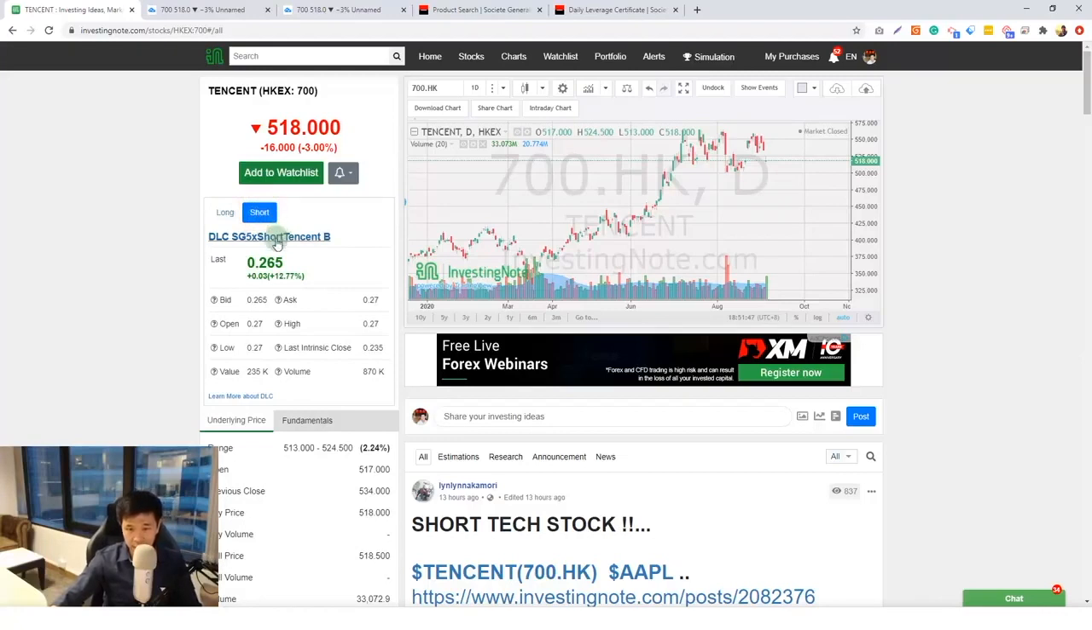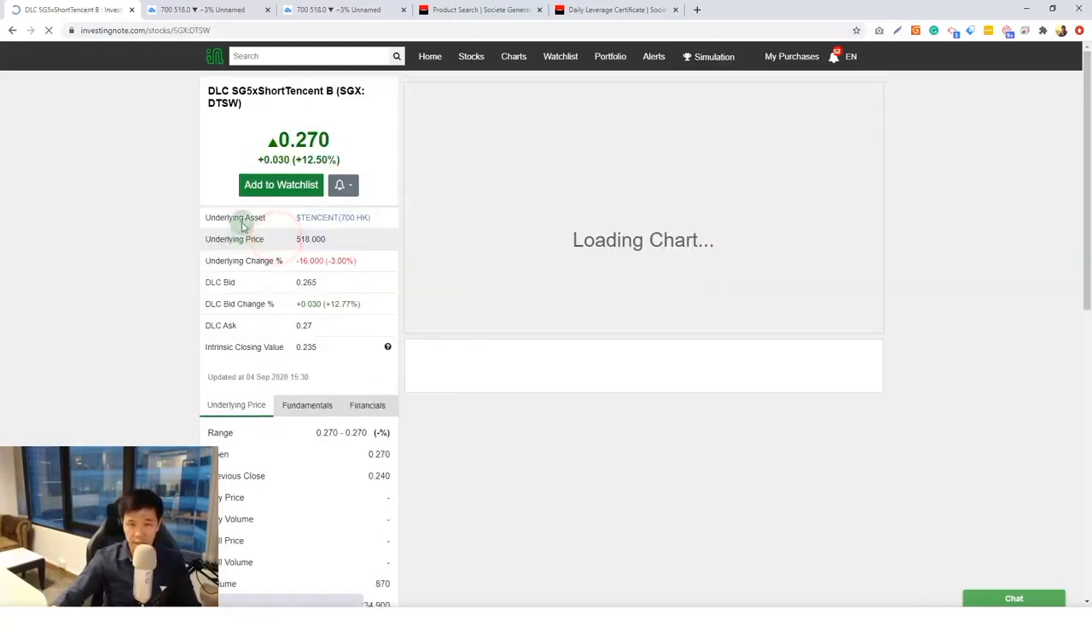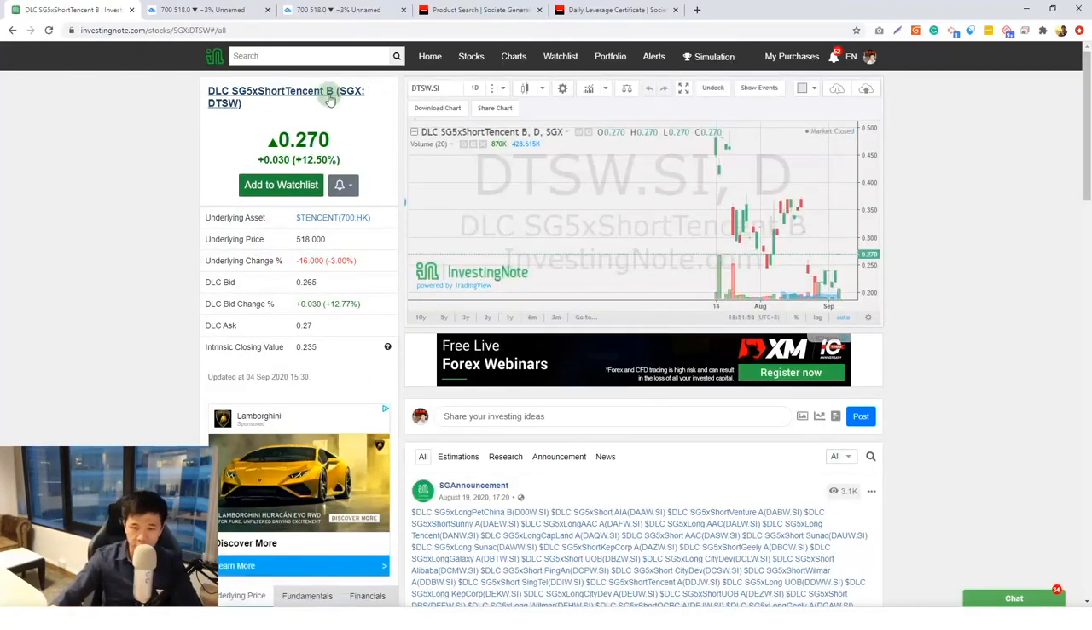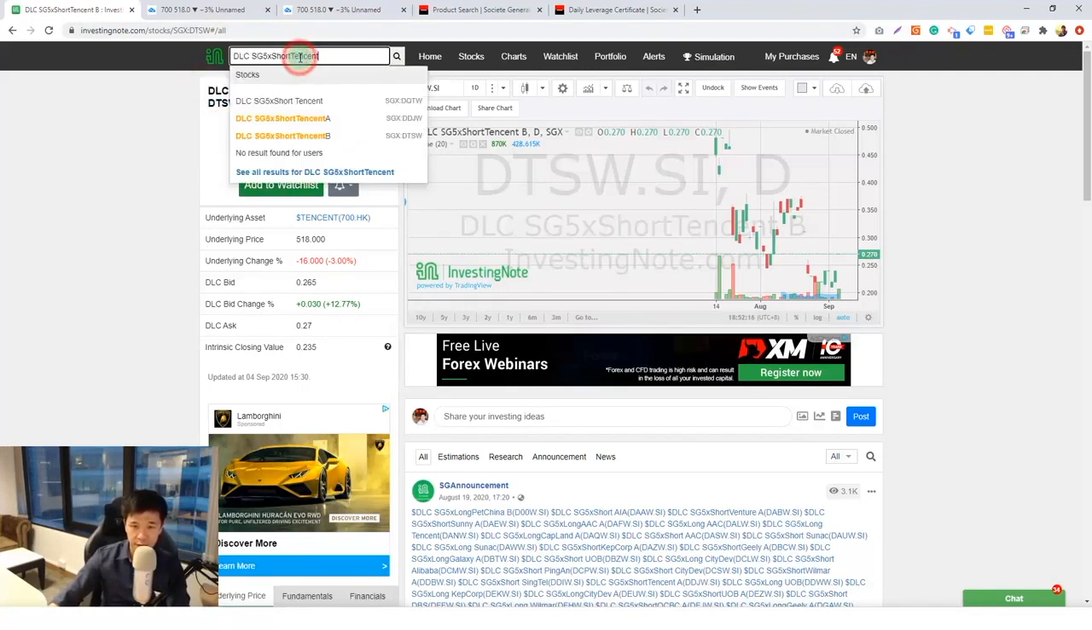So I'm over here and now I'm going to click on DLC. Basically, this is the code for Tencent. You don't need to worry if the last thing is an A or a B or there's no A or B at all, because Investing Note has worked really closely with SocGen to select the most sensitive DLC for you. So always remember, don't just go in and type, because if you just try to search the DLC, there will be the normal DLC, the one with an A, and the one with a B behind, and you might confuse yourself on which one you should select.